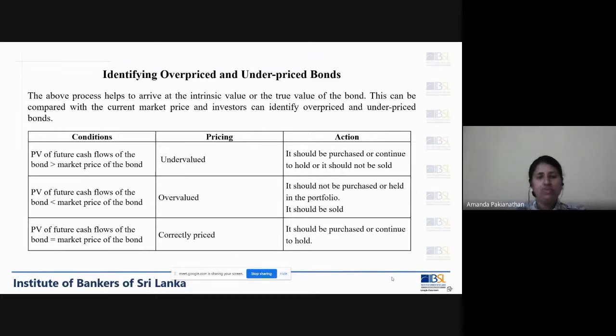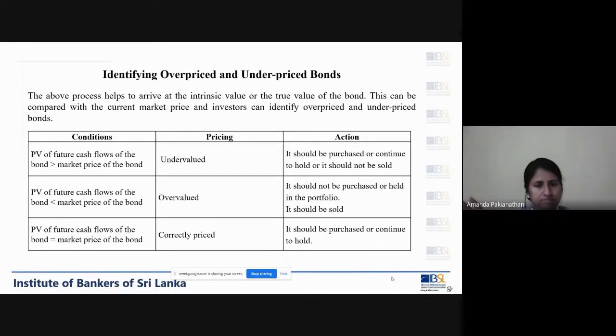Now I told you, in a bond there are 3 cash flows: the price that you pay to get that bond, the coupon, and the principal repayment. Using these cash flows, I found the value of the bond. What is this value of the bond? It is the intrinsic or the true value of the bond. This is what the bond is actually worth.